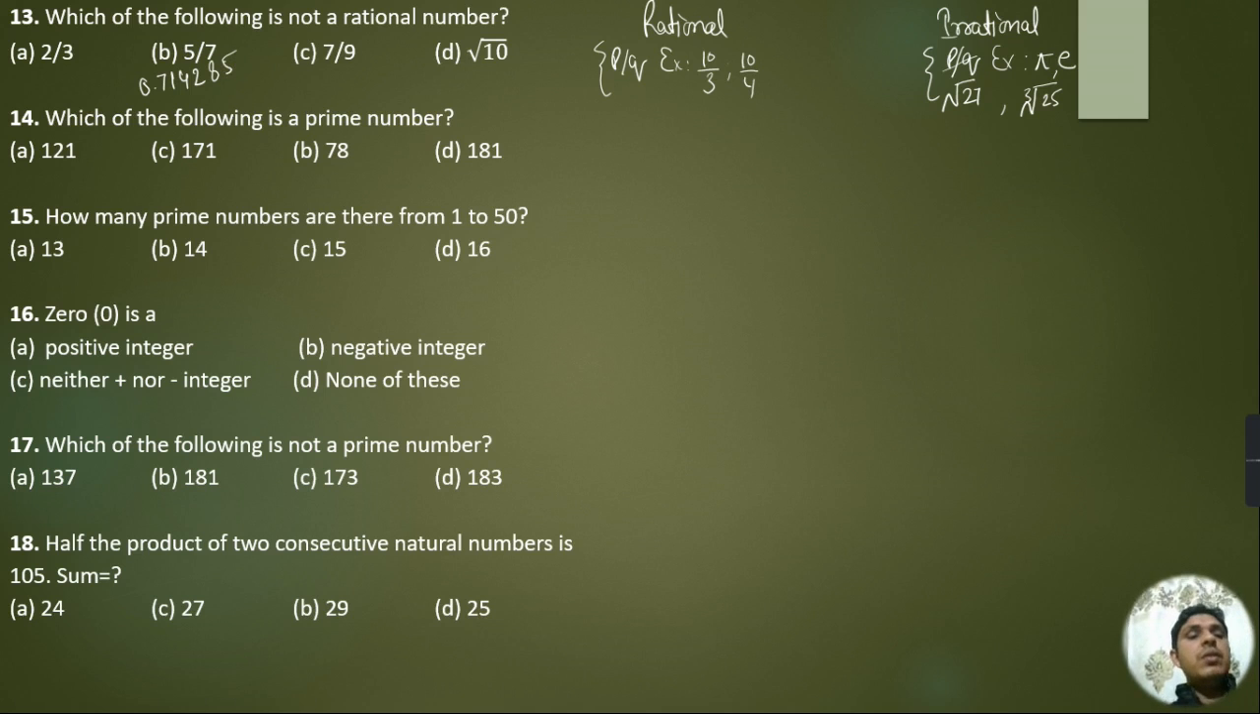Right? So after the decimal, there is not a certain pattern, right? If we check for 7 divided by 9, this will be 0.7777, and hence 5 by 7 will not be a rational number, this will be an irrational number, right?